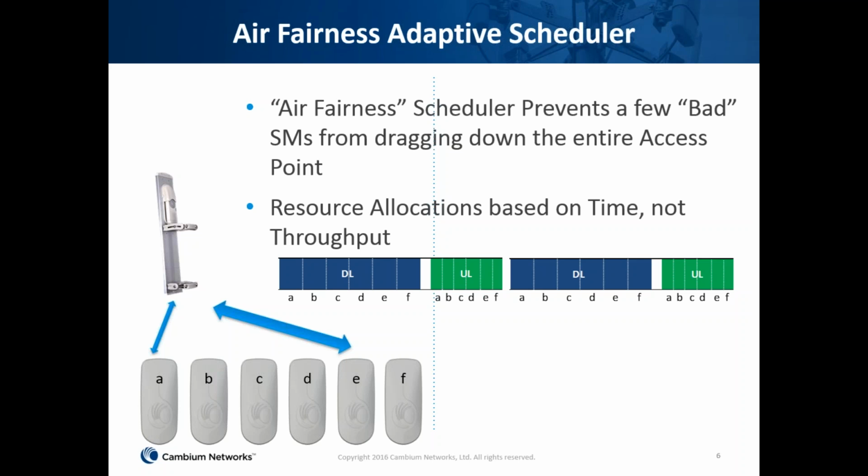Quick question, Alex. Is that only available when GPS sync is active? No. So with any ePMP link setup, point to multipoint setup, we use this air fairness scheduler. It just makes more sense to think of it in the context of GPS, because then we have the advantages of synchronization that we talked about as well.